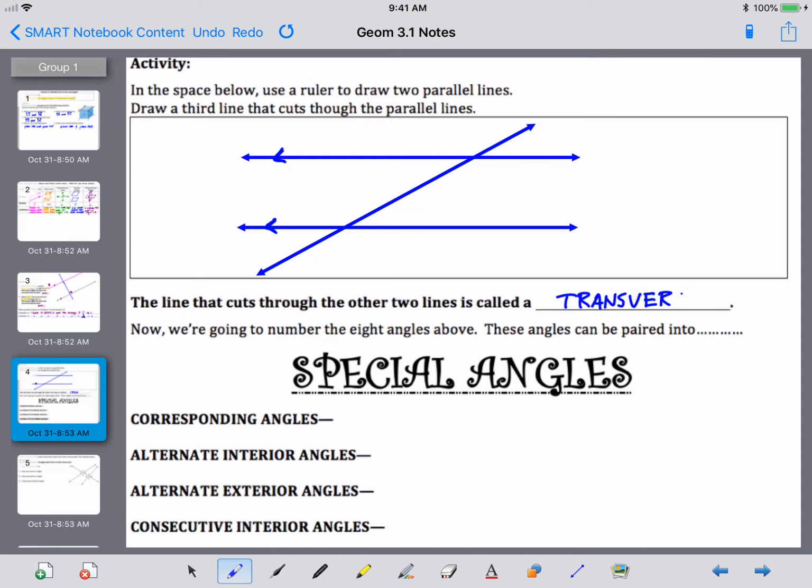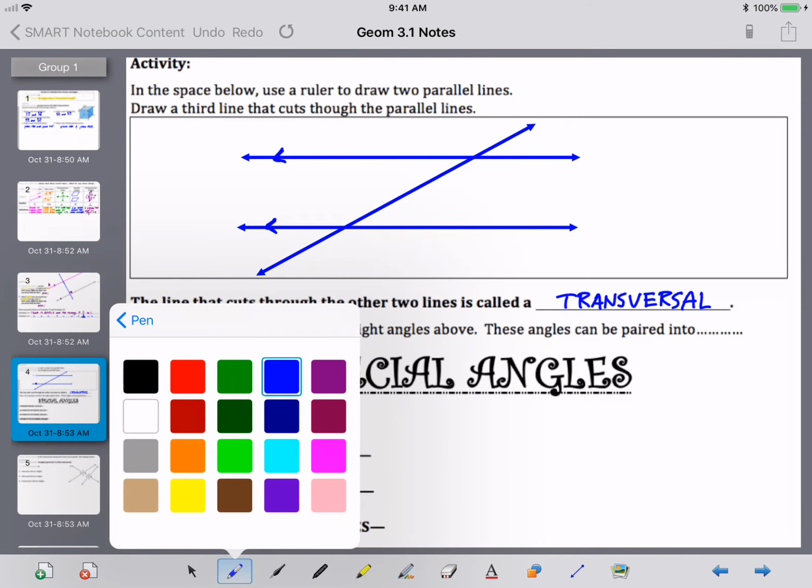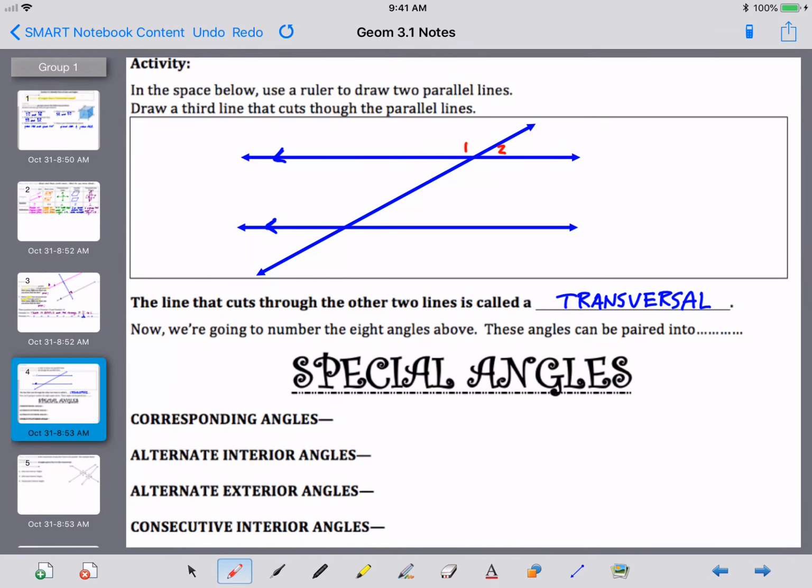So we're getting to that essential question. And we're going to cut that into 8 angles. So let's call this first angle here 1, 2, 3, 4, and then we've got 5, angle 6, 7, and 8. Now, we're just going to talk about some different kinds of angles here. So these create 8 special angles that we're going to talk about quite a bit.